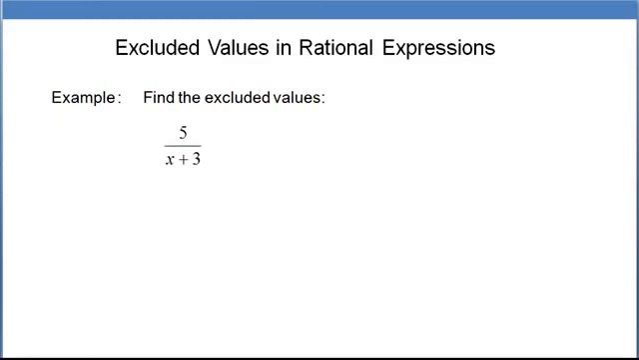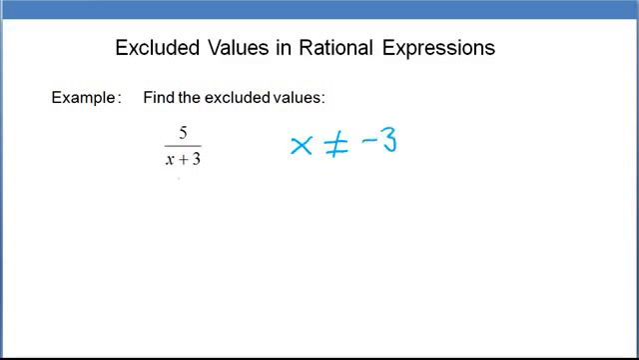Let's look at another example. Find the excluded values for 5 over x plus 3. So we want to know what value or values could be in the x spot to make this denominator 0. So something plus 3 equals 0. And it would be negative 3. That's the only thing that would add to 3 to give us 0. So we'll say x cannot be negative 3.